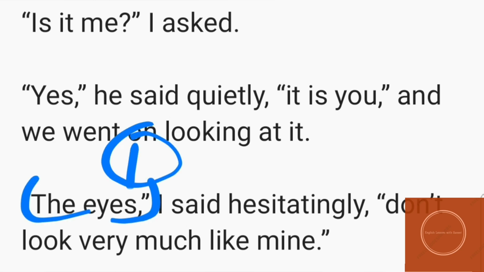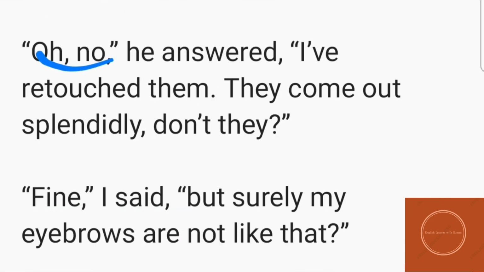You should note it down: "The eyes," I said hesitatingly, "I don't look very much like mine." He says that these eyes are not like my real eyes. So the photographer answered, "Oh no, I have retouched them." Means he has done some kind of editing with them. "They come out splendidly, don't they?" The reason you're feeling like this is because I've done some editing on it. And now the customer says, yeah, that's fine.